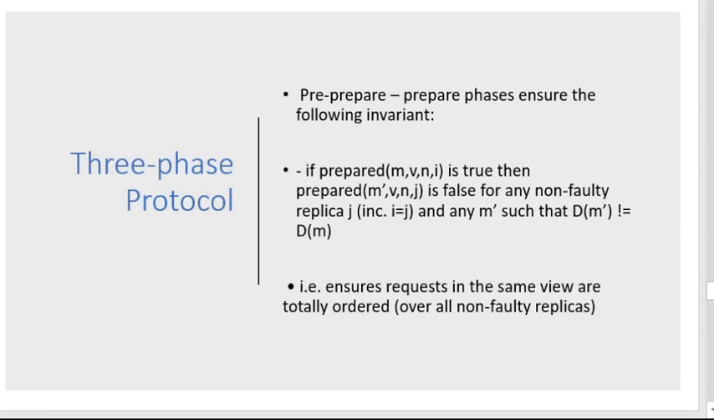But m' means there must be some faulty replica. If m is good, then m' must be bad. If m' is from a faulty replica, such that d of m' does not equal d of m, that ensures requests in the same view and the total order.